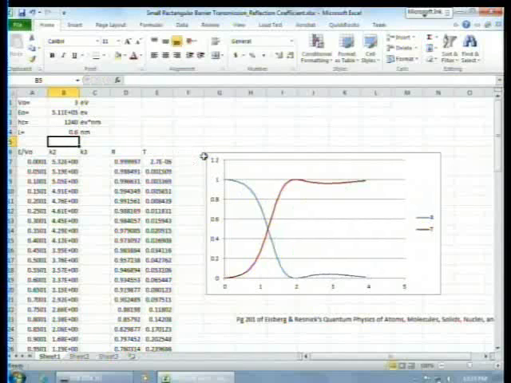Look what happens now. Now you begin to get these dips and oscillatory things that happen. So you get 100% transmission here, but if you increase the energy even more, so you're even higher above the barrier, transmission goes down.